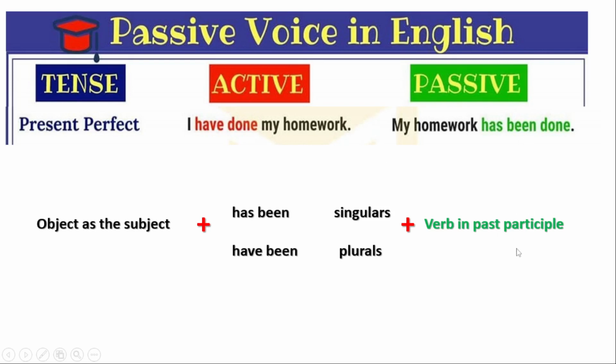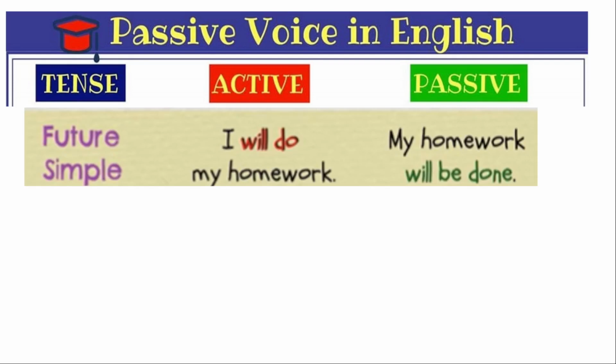And I continue with my verb in past participle, because the active has past participle, because it's a present perfect. I continue and I use: my homework has been done. And the last tense we're going to see today is future simple. Future simple is very easy because I just look at will. It's future simple: will and the verb in the base form. I will do my homework.